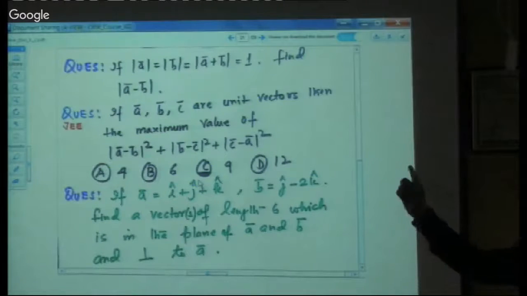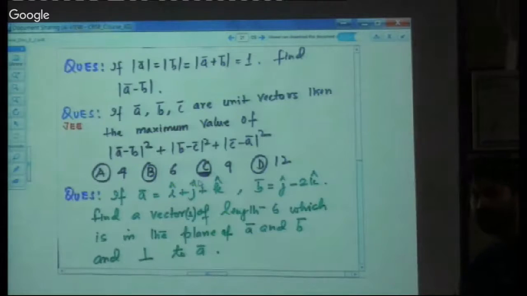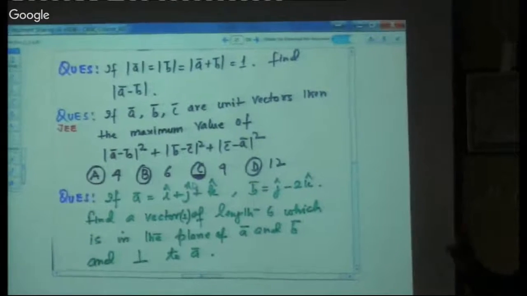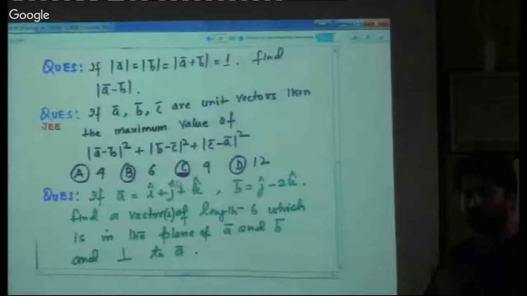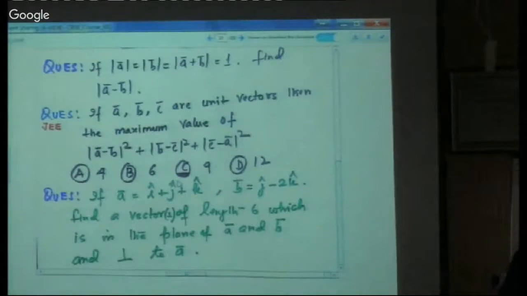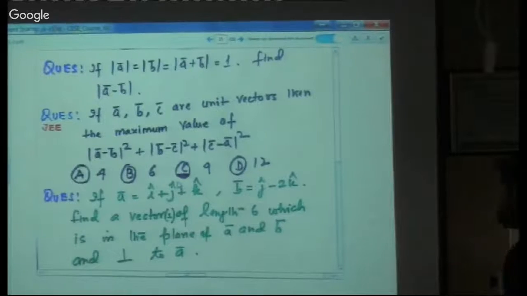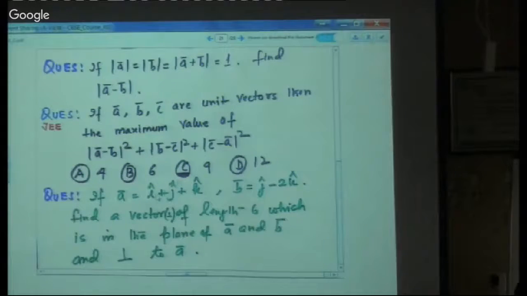On the left hand side I get mod A plus B square plus mod A minus B square. I have to find mod A minus B square. So mod A plus B square will be 1. So 4 minus 1 is 3. So mod A minus B square is 3. So mod A minus B turns out to be root 3. Perfect. Yeah, the next question is an IIT JEE question.